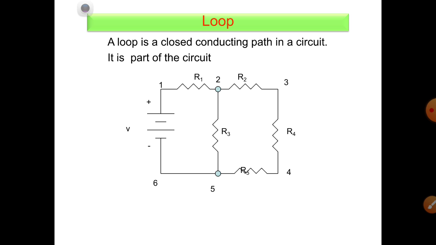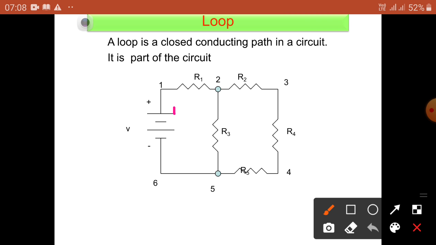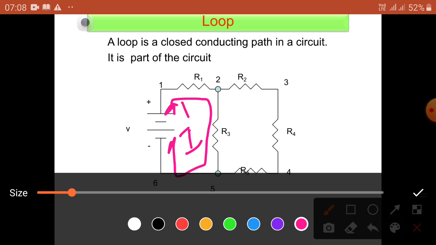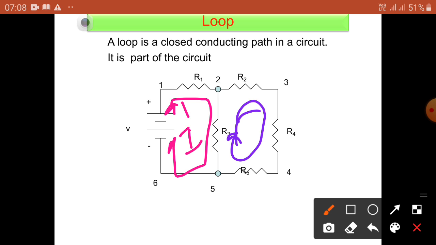So you can see in the figure. Here the current is coming from the positive terminal. For example, assume the current is passing through this and entering here. So this is node 1. Next, you can see this is also the same, the current is coming in the loop. Here is another loop. A loop is the closed one. So these are the loops.